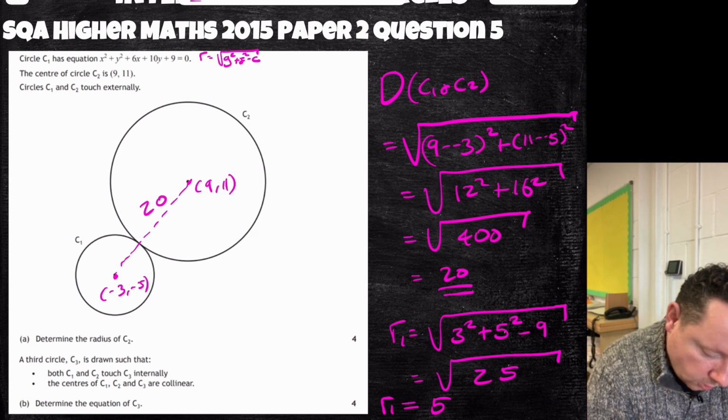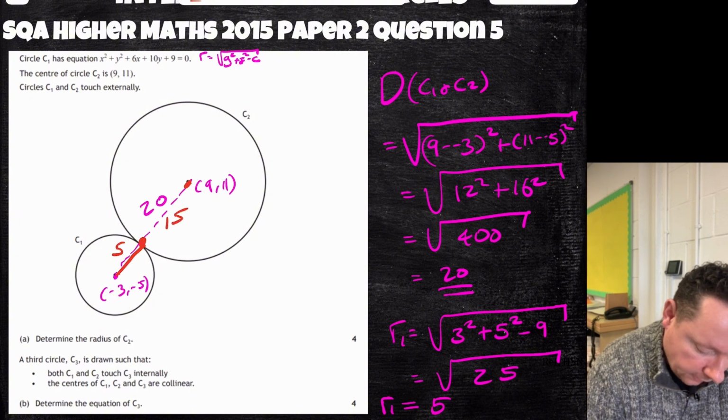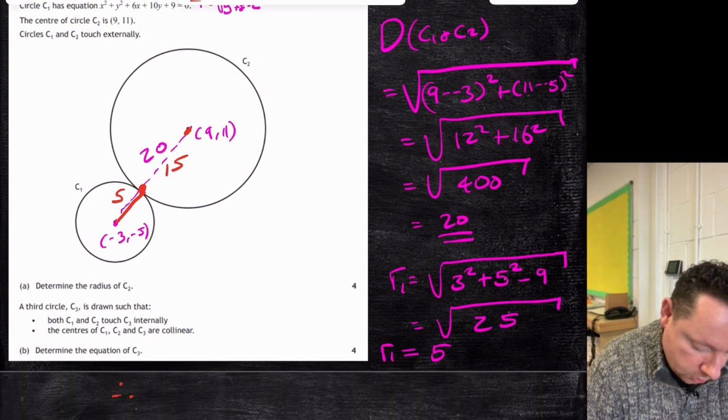So we now know, I'll just use a different colour, that from here to here is 5. And therefore from there to there must be 15. Therefore R2 equals 20 minus 5, which is 15.